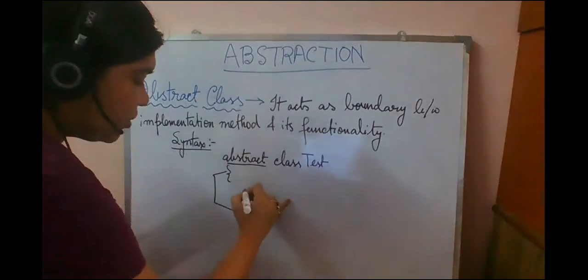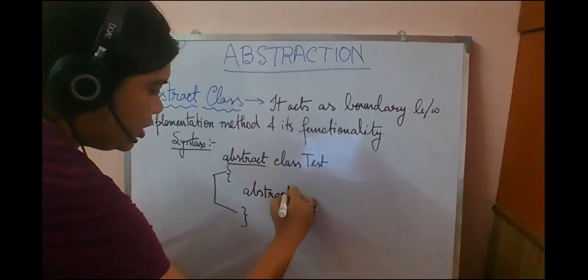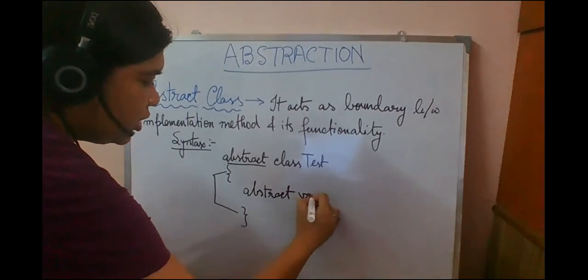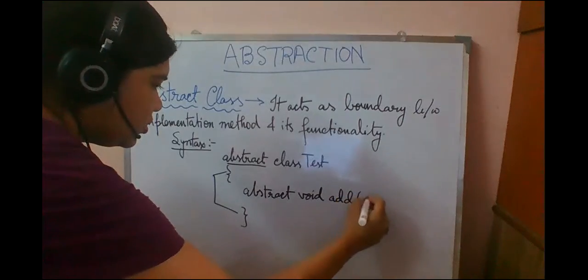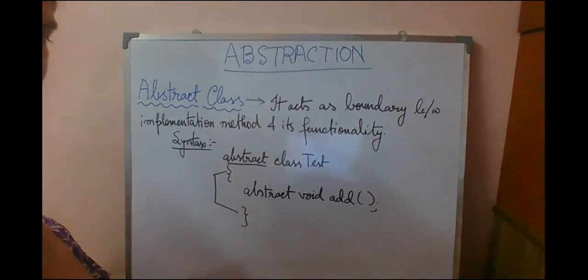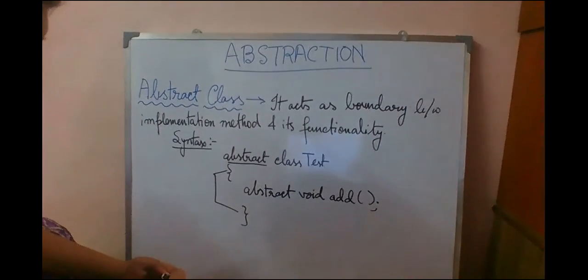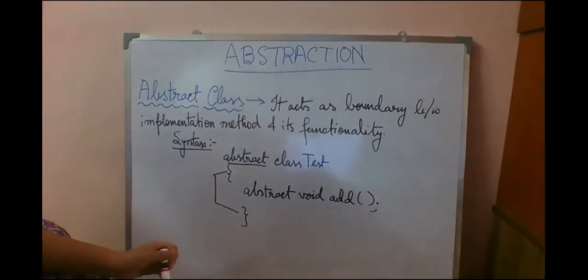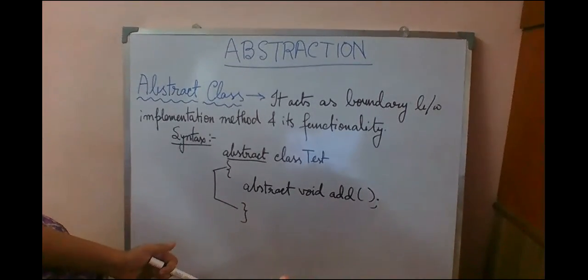How do we write an abstract method? Simple. Again, add the keyword abstract, then say return type, and method is say add. So, done. This is how we write abstract method. An abstract class can also hold non-abstract methods. In the coming examples, we will be coming across it. But before that, we have to learn why do we need an abstract class, and also what are the rules of writing an abstract class.